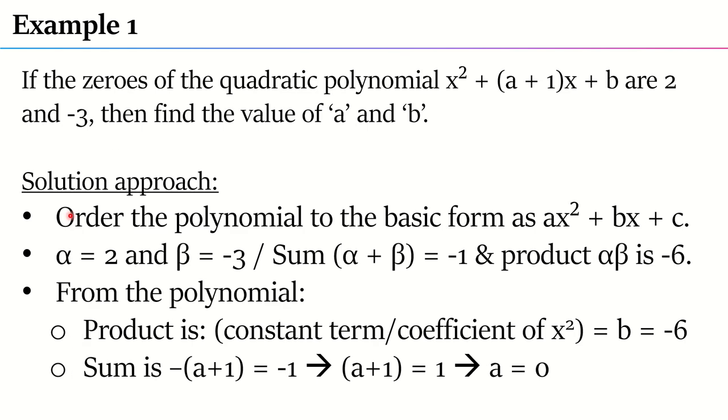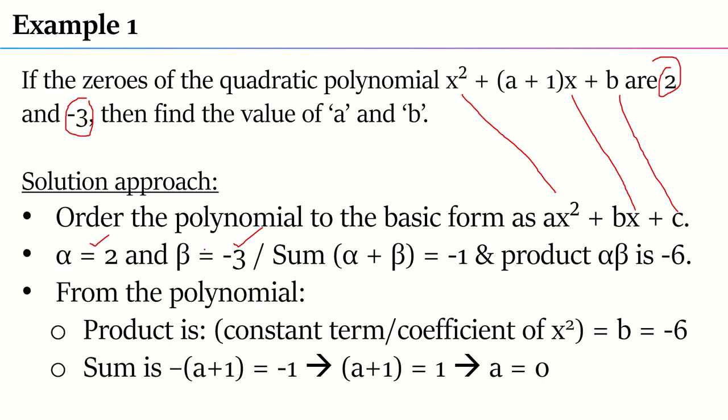As I told you in my previous videos, you first need to fit this equation into a standard form, that is ax square plus bx plus c. This question, whatever is given, is already in the standard form. You have the x square term first, then bx term next, and last you have the constant. And whatever they have given is 2 and minus 3 are zeros of the polynomial. So alpha is 2 and beta is equal to minus 3.